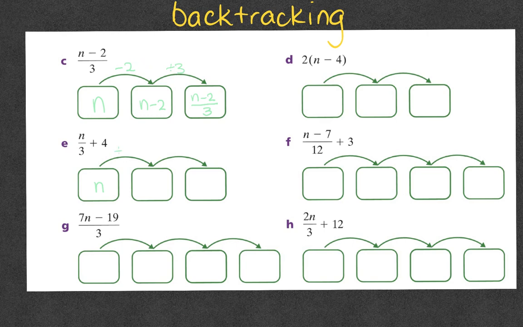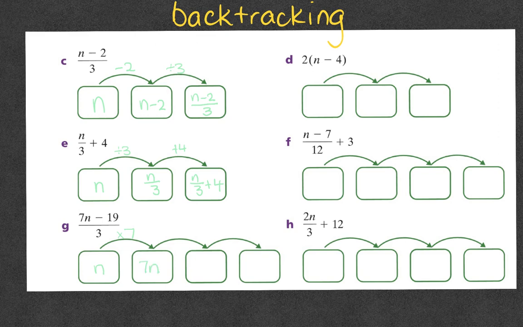Sometimes in equations it gets tricky to know what to do first. So if you can put in your head the forward steps, you'll be able to work out the backward steps. So the one underneath, n divided by 3 gives you n over 3. Then we add 4 to get n over 3 plus 4. So the first thing we're going to do is minus the 4 and then multiply by 3.